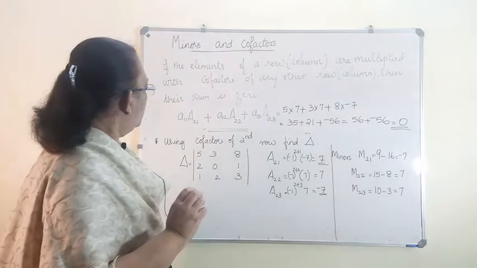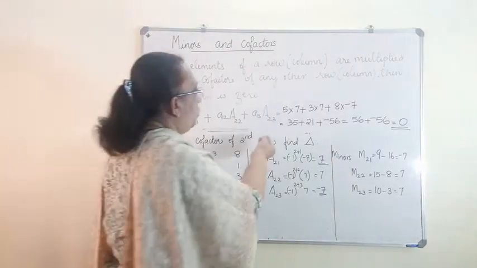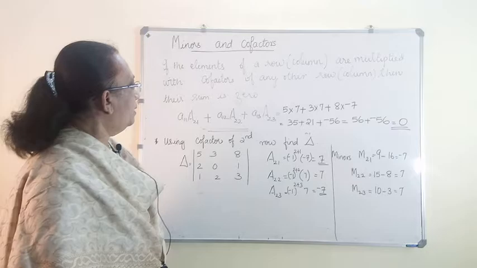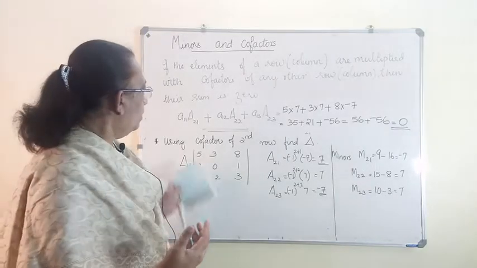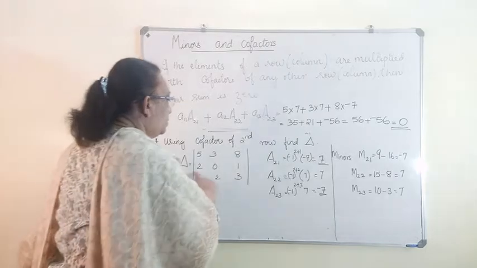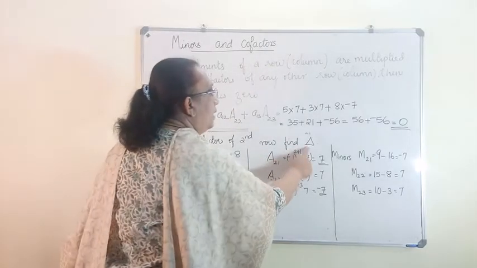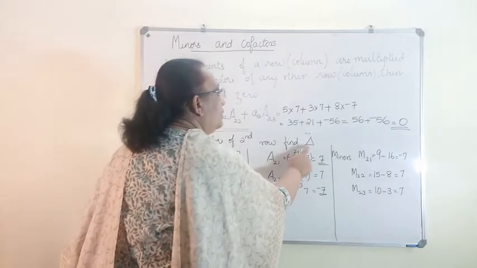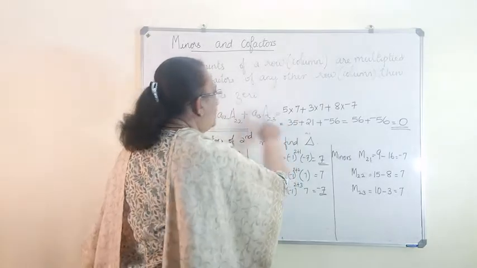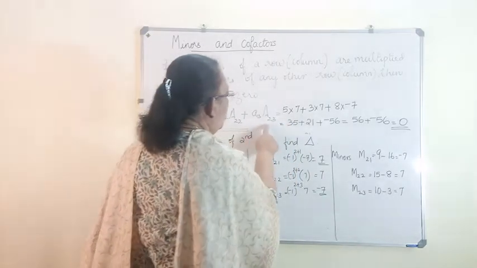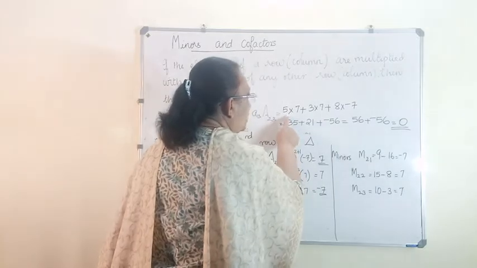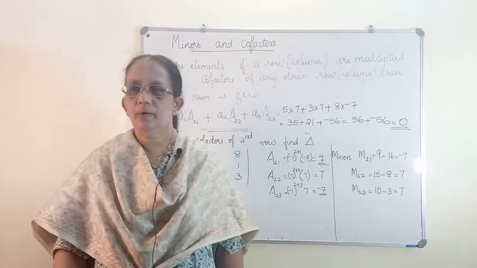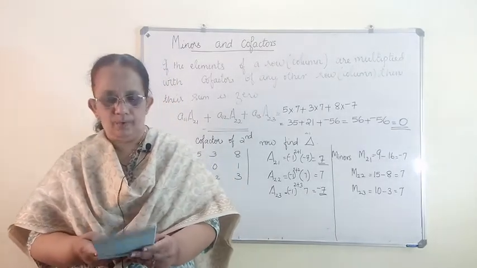Using cofactors of the second row, find the determinant. So what is the determinant value? I have given you the question. I used the cofactors of the second row. According to the theorem, this value will always be equal to 0. So I have proved it. I have used the cofactors of the second row with the elements from the first row, and I have proved that it is equal to 0. So this is a very important question. Now next one.